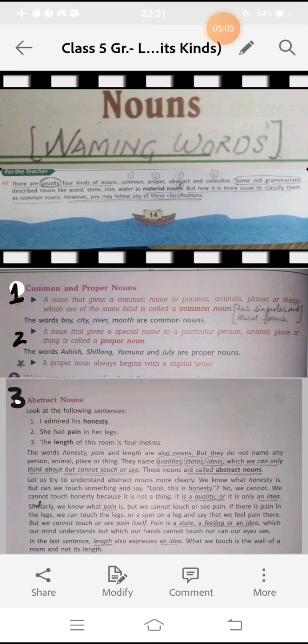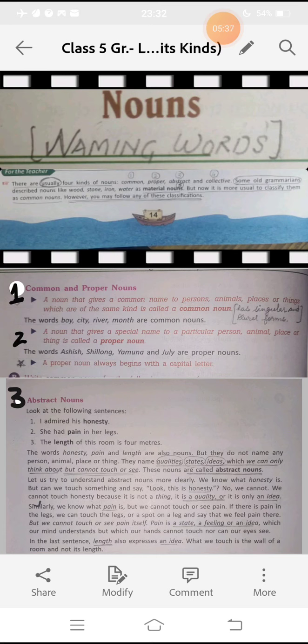Next comes the third one, abstract noun. Children, if you look for the dictionary meaning of the word abstract, it means something which is not clear or confused. Here we can draw a little bit of meaning of abstract noun from this. Abstract nouns are, you can say, confusing in the sense because you cannot see them, you can only feel them.